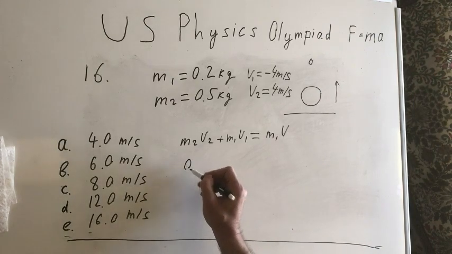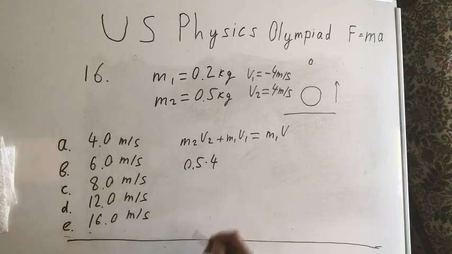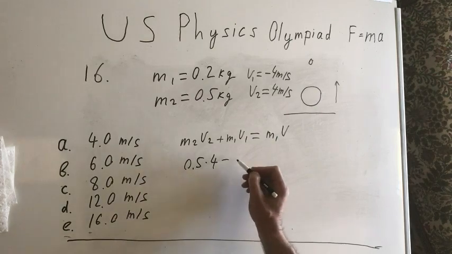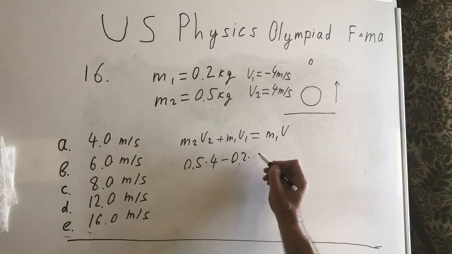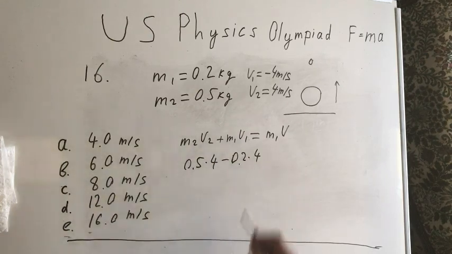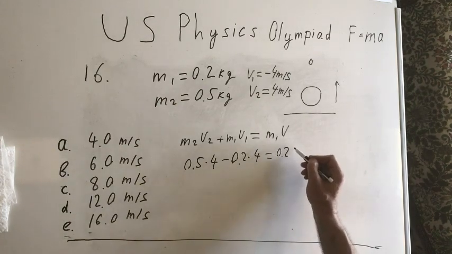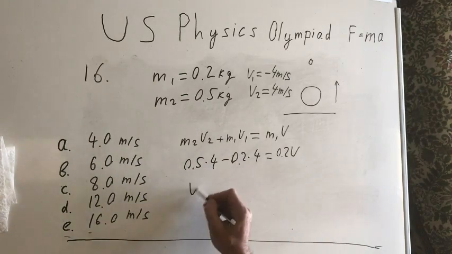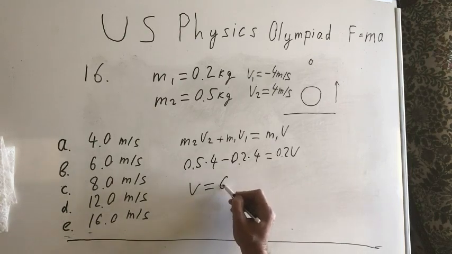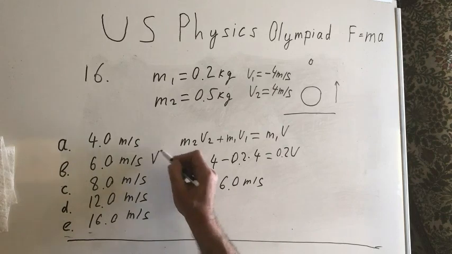So we have 0.5 multiplied by 4, and here we have negative 0.2 multiplied by 4. So the velocity of this baseball is negative, and that's equal to 0.2 v. So from this equation we can find that speed v equals 6.0 meters per second, which is the correct answer.